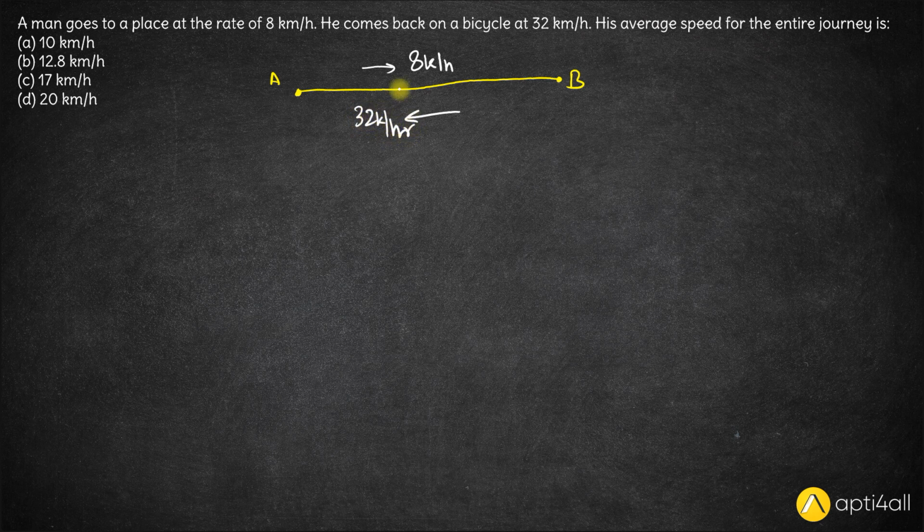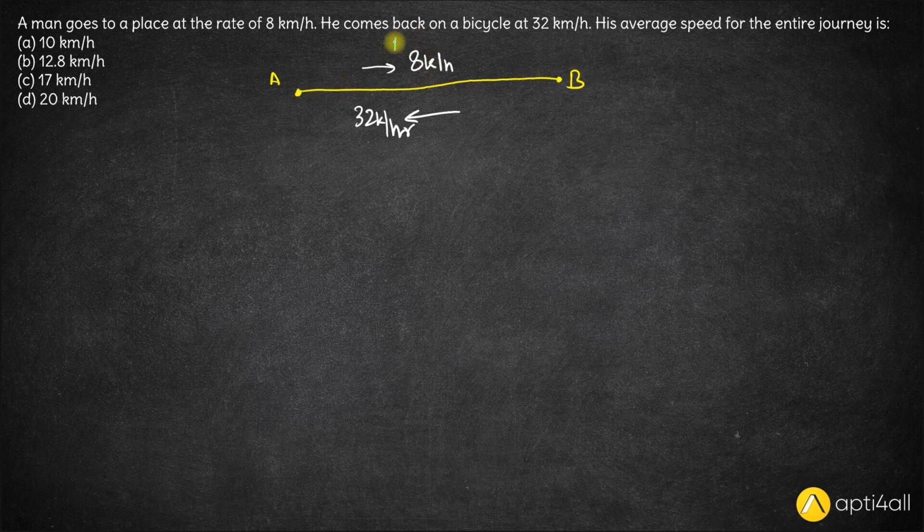So while going, he is going at a slower speed, and while coming, he is coming at a higher speed. The question is, what is his average speed for the entire journey? Now, the average speed can be calculated as total distance traveled upon total time taken, right? So, for that, we need to know the distance between A and B, that we don't know.